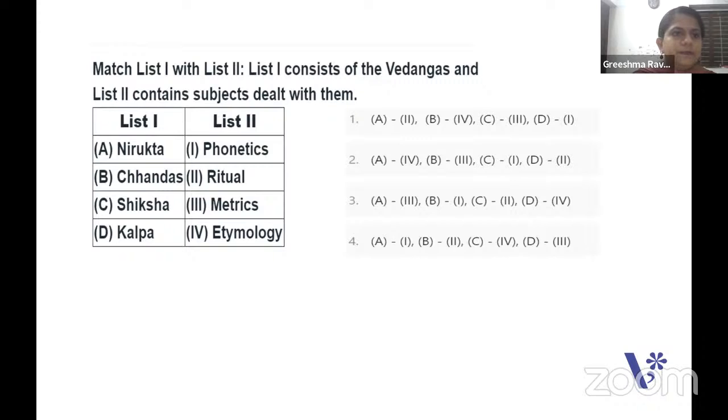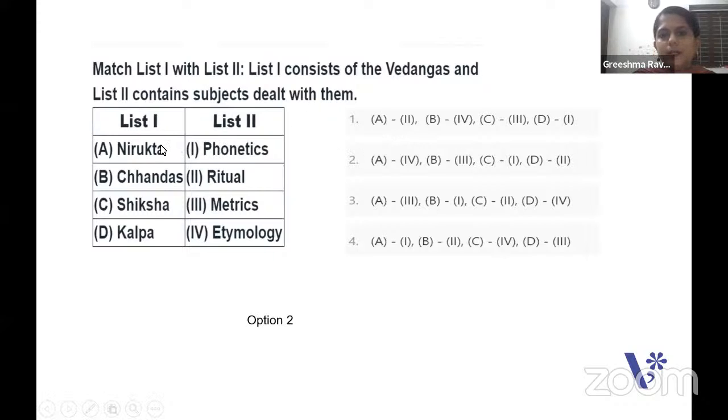So what is the answer? Is it option 2 or option 4? I'm getting multiple answers. Think and answer. Nidukta, Chanda, Shiksha, Kalpa. Okay, Maushmi is saying option B. Option B means option 2, right? Okay, yeah, let's check. So option 2 is the right answer.